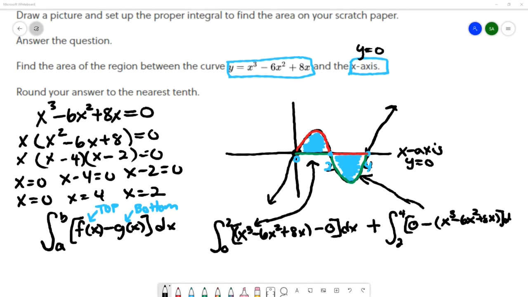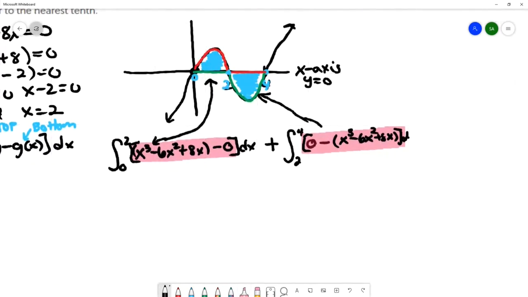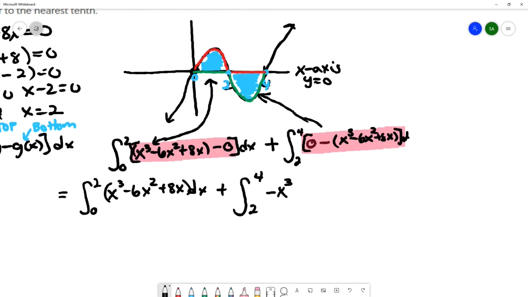So now we will calculate these definite integrals. And before I do the calculation, I want to make the integrand as simple as possible. So I'm going to be simplifying these expressions. I can get rid of that minus 0 on the first integral and have the definite integral from 0 to 2 of x cubed minus 6x squared plus 8x dx. And on the second integral, I can get rid of the 0, but I do need to distribute that negative. So I have the integral from 2 to 4 of negative x cubed plus 6x squared minus 8x dx.